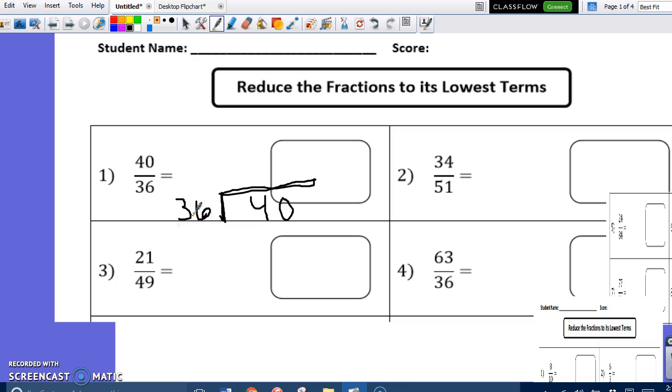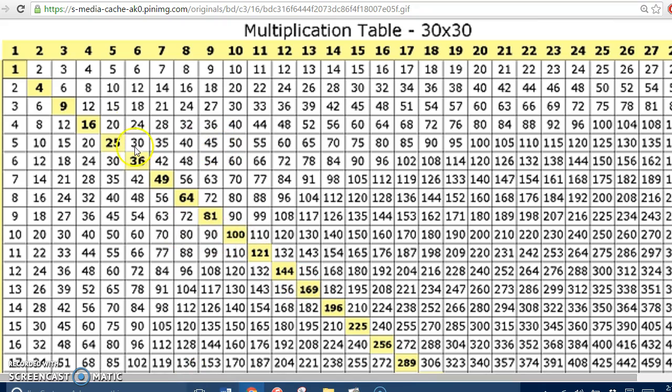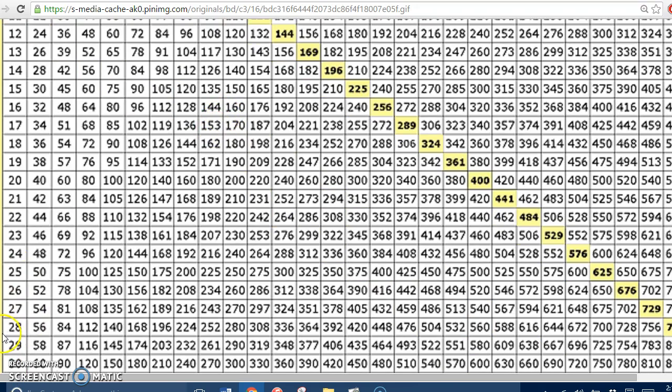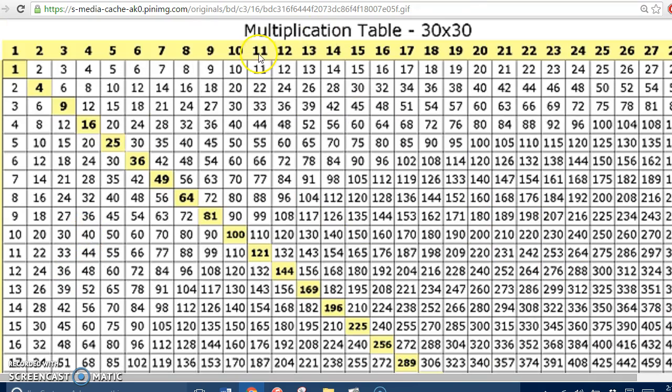36 is on the outside of the house trying to get into the house where 40 is. So how many times can 36 go into 40? Let's pretend that you're not sure, okay? So you would actually look for 36 on the multiplication chart. But oh my gosh, Mrs. Hardt, there is no 36 on the multiplication chart that you gave us. That's what I hear in class all the time.